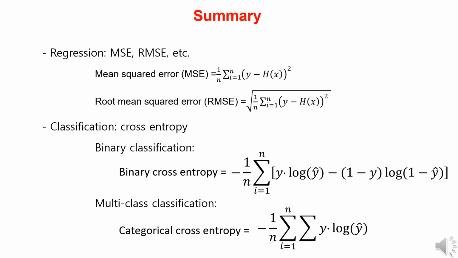All right, so to summarize, the cost functions used for regression and classification. For regression problems, cost functions like MSE, mean squared error, or RMSE, root mean squared error, are commonly used. For classification problems, cross-entropy is the standard choice. Specifically, binary cross-entropy is used for binary classification, while categorical cross-entropy is used for multi-class classification.